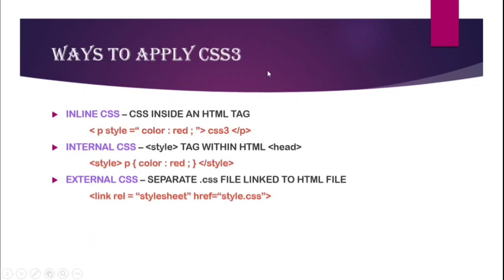Then we can see the different ways to apply CSS, how we can apply CSS to our HTML page in different ways. First one is the inline CSS. What is this inline CSS? CSS inside an HTML tag is inline CSS. So p is the paragraph tag, right? For the paragraph tag, I'm directly applying the style here. I'm adding style equal to, and I'm changing color equal to red. This is the inline style that we add directly to any particular HTML element. Then we have internal CSS.